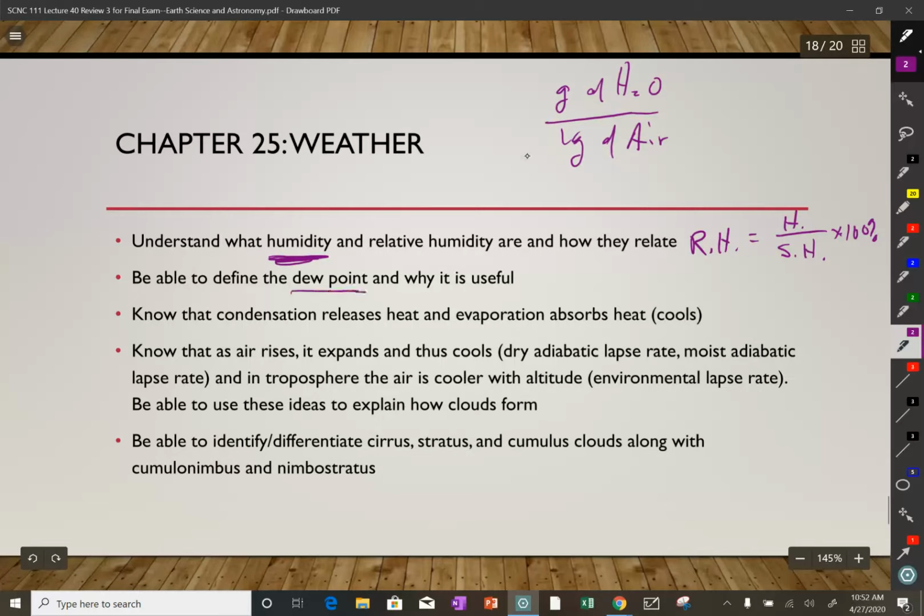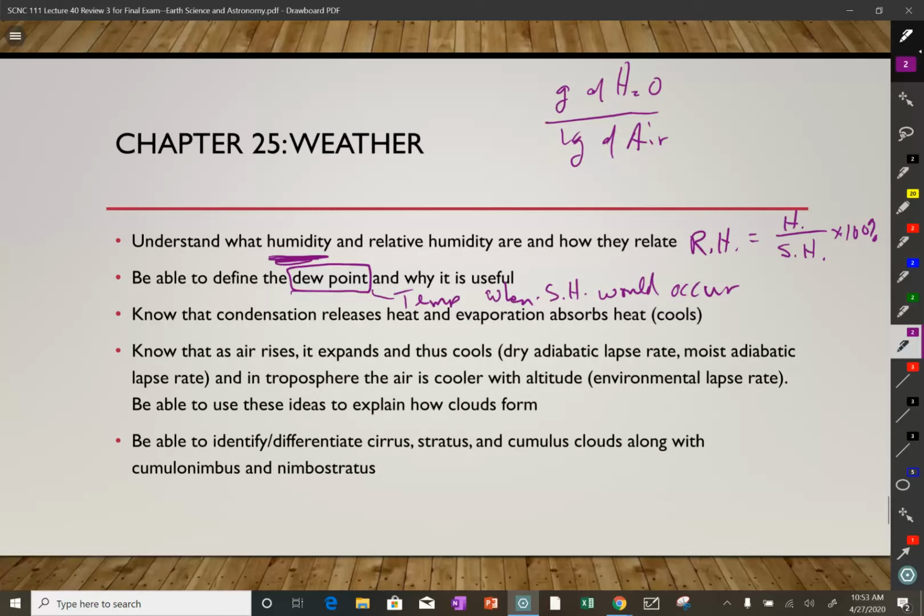The dew point is the temperature when saturation humidity would occur. So the dew point is a number that tells you how much moisture there really is in the air. If the dew point is above the current temperature, then you are supersaturated. You have more moisture in the air than the air can hold. If the dew point is below the current temperature, then the air can hold more moisture. And so if the dew point is 40 degrees Fahrenheit, that sets how much moisture is in the air.